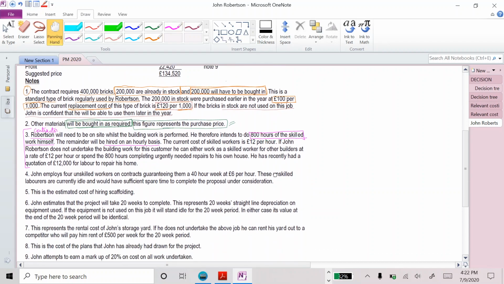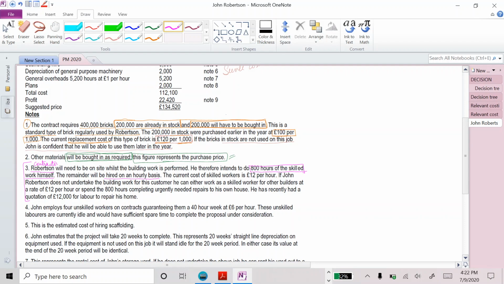If 3,200 hours are required, and he does 800 hours himself, then the remaining 2,400 hours will be required, and that we can manage through some external workers. The current cost of a skilled worker is 12 per hour, so these workers will be hired at the rate of 12 per hour. If John Robertson does not undertake the building work for the customer, he can either work as a skilled worker for other builders at the rate of 12 per hour, or spend 800 hours completing urgently needed repairs of his own house. He has recently had a quotation of 12,000 for labor to repair his home.